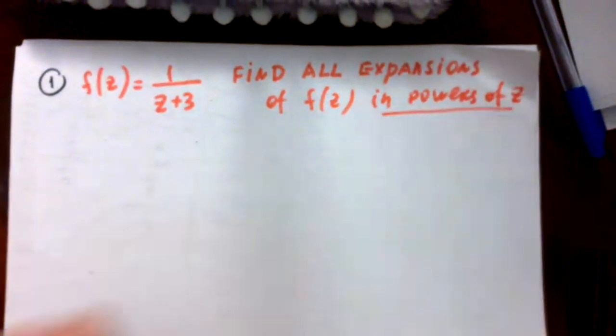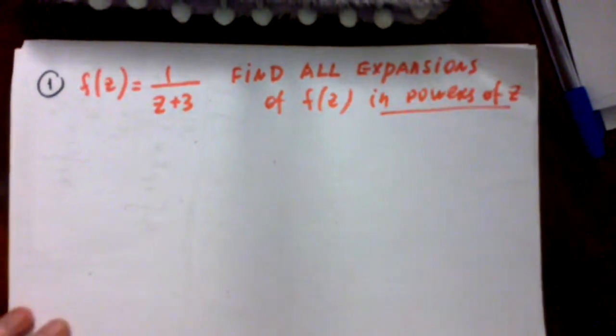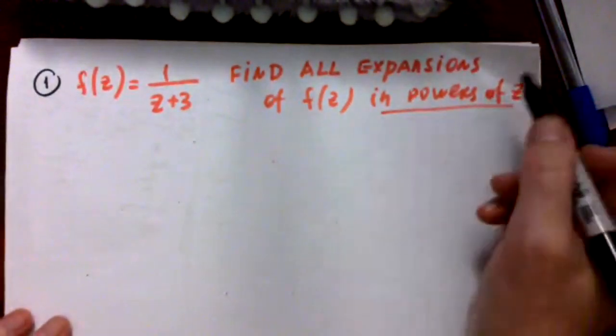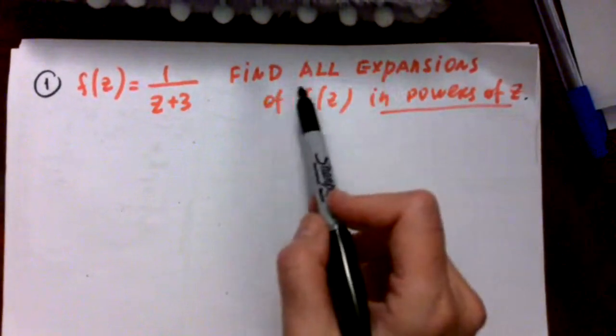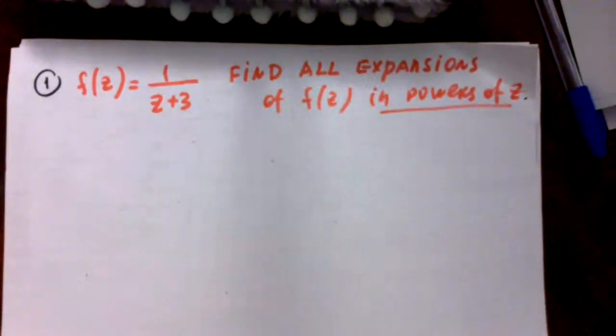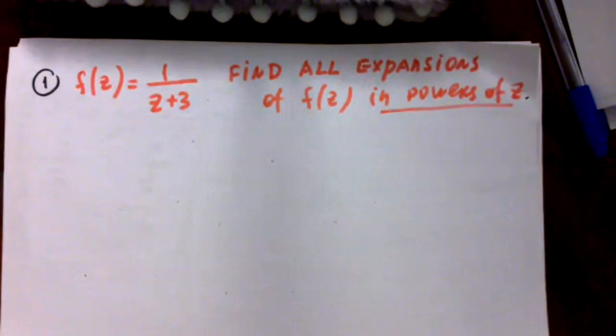Okay, you might say that you are pretty familiar with this phrase, "in powers of z." We already discussed it in the very beginning of this video. But what does this phrase mean? Find all expansions. What does it mean? Do they mean that the expansion is not unique? And the answer, the sad thing, is that yes, it's not unique.